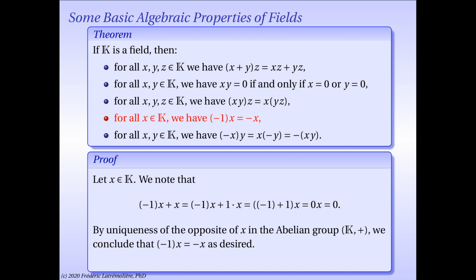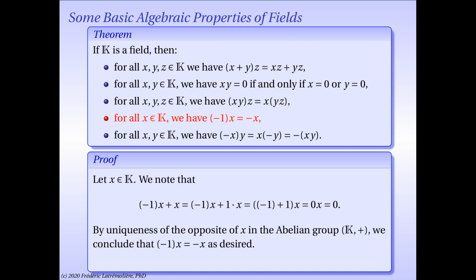But then I can use distributivity, and I can factor x. And I get that this expression, minus 1 times x plus x, is now equal to the sum of 1 and minus 1, times x. But the sum of minus 1 and 1 is 0. That's by definition of what minus 1 means. So we end up with 0 times x, which we have proven has to be 0. Therefore, minus 1 times x plus x is 0.